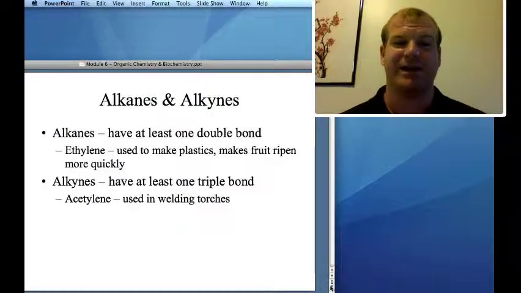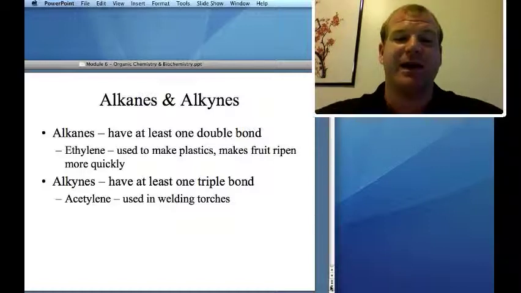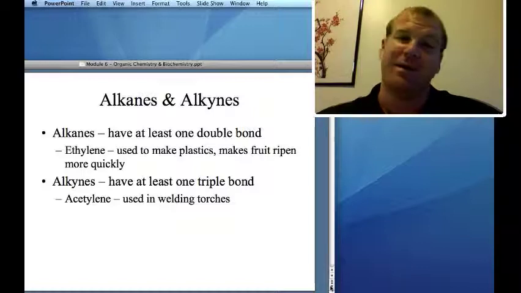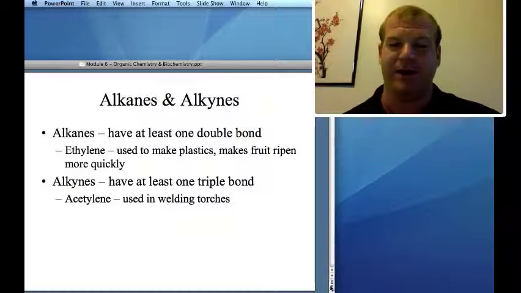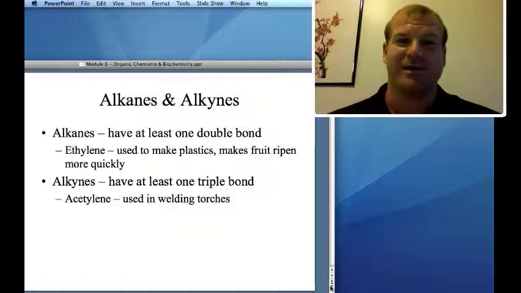Alkenes have 1 or more double bonds. And by far the biggest use is ethylene. Ethylene is used to make plastics. Polyethylene is a very common one. My MacBook here is made of high-density polyethylene. We'll learn about this later in the plastics section.